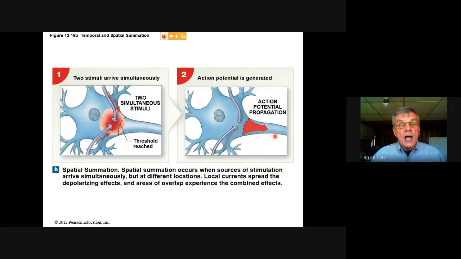The other change, spatial, is shown here, where you have two synapses that are established on the body of the neuron close together. So even though there are small impulses arriving, they add up. This is like two pebbles landing close to each other in a pond. The wave produces an action potential, and it propagates down the axon. So the whole idea here is that small graded potentials have ways of summing up over time or over space on the body of a neuron.